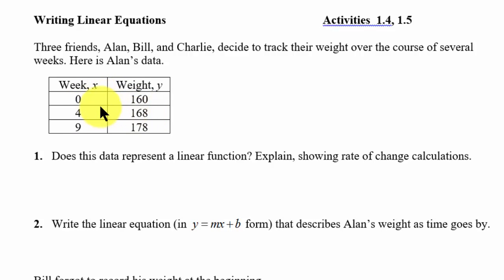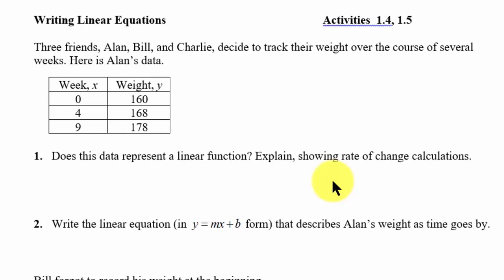So it looks like Alan gained weight from week 0 to 4, right? And then week 9, it looks like Alan's 178 pounds. So if Alan's on a diet, he's not doing well because he started at 160 pounds and he ended up at 178 pounds. So it says, does this data represent a linear function? Explain showing rate of change calculations.